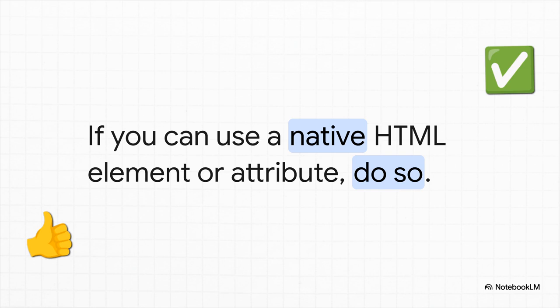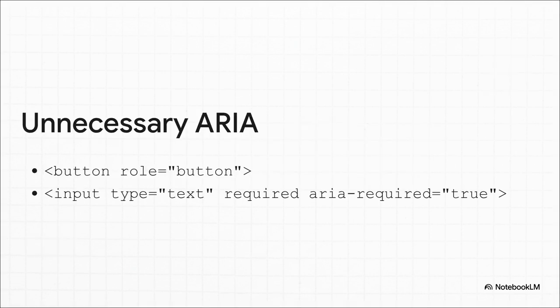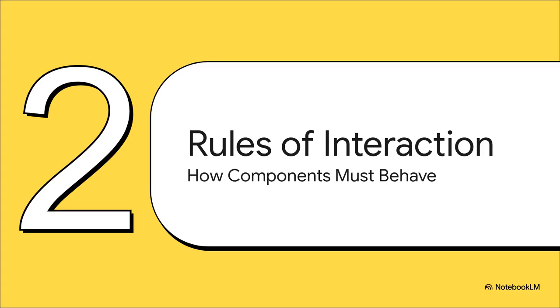Don't reinvent the wheel. You see this a lot, actually, people adding ARIA that is totally unnecessary. For instance, putting role equals button on an actual button element. It's like putting a sticker that says car on a car. It's redundant, right? Same thing with using aria-required true on an input that already has the required attribute. It's just extra code that clutters things up and doesn't actually help. Okay, so rule 1 is use HTML first. Simple enough. But what happens when you can't?